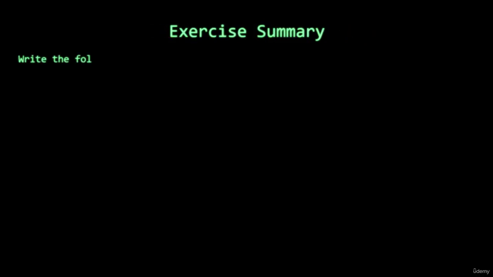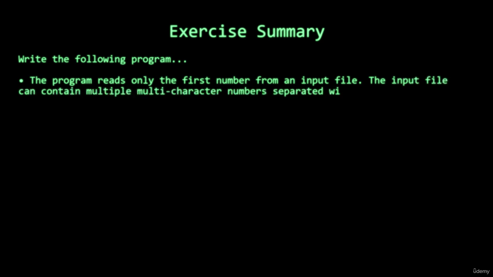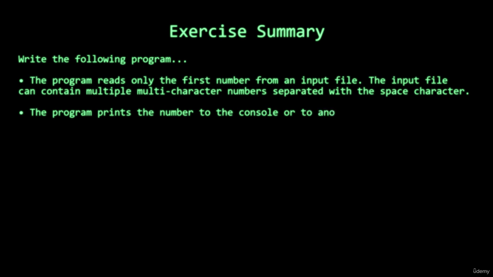So for this exercise, I want you to write the following program. Firstly, the program is going to read only the first number from a file that can contain multiple multi-character numbers separated with the space character. Right, so you can have multiple numbers in there, and the program is then going to print that number out. The program is going to print that first number out to the console or to another file.